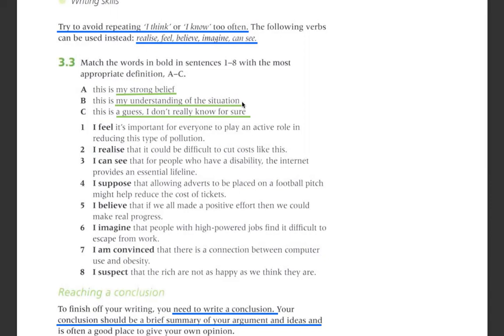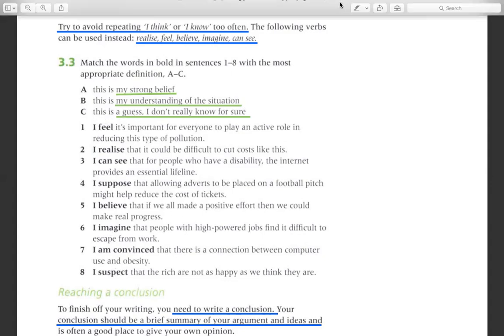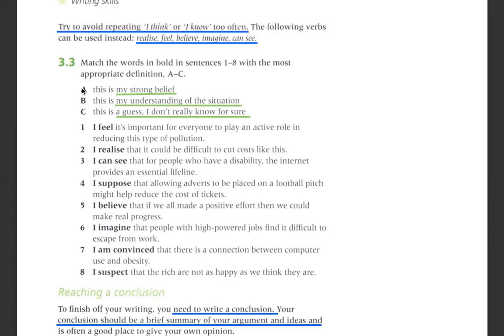So for example, I understand that some people are worried about COVID and prefer to stay at home. And not saying that I think it's a good idea or a bad idea, it's just what I understand from the situation. Or some of these mean that we're making a guess and we're not really sure. So in the chat box, I just want you to type A, B, or C. So for this phrase, I feel, please read the sentence. Now, what does this mean? Is it A, a strong belief, B, an understanding, or C, a guess? Right, so read the sentence, type A, B, or C in the chat box.